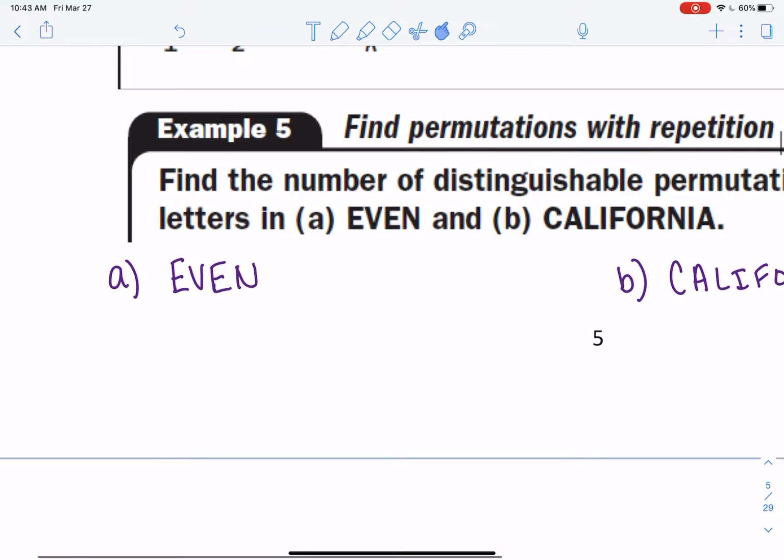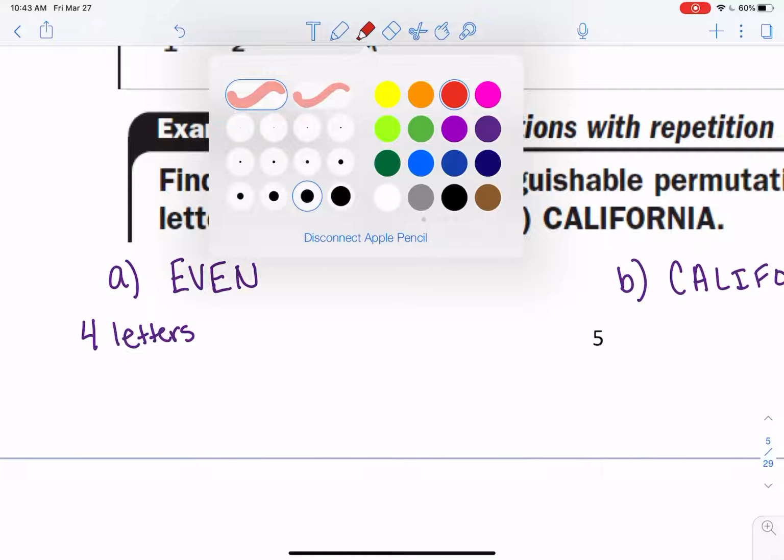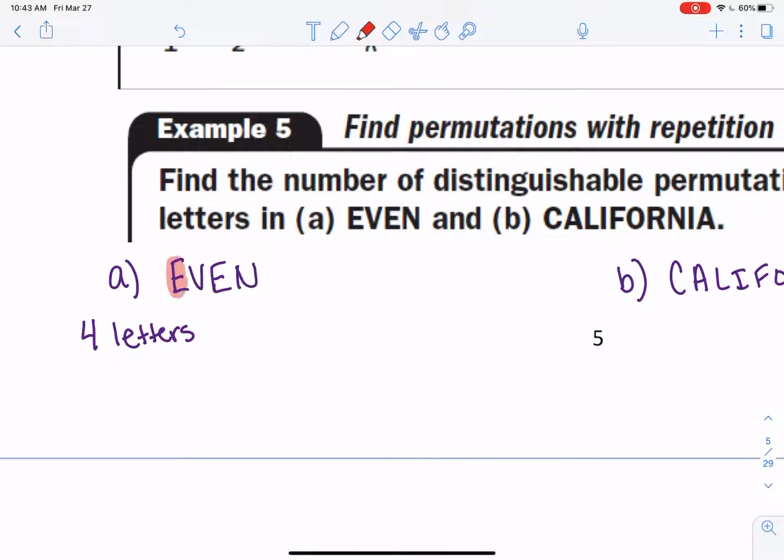So let's think about the word even. So what we're going to do is you figure out, okay, well, how many letters are there? So I count 1, 2, 3, 4 letters. So you write down your total. And then how many are repeated? So notice we have an E here, but we also have an E there. We have an E and an E. So I'm going to write 2 E's.